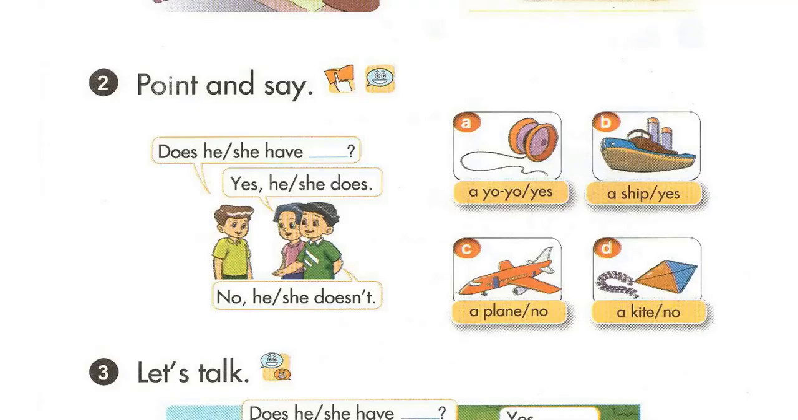Page 32. Lesson 2. Activity 2. Point and say. Does he have a yo-yo? Yes, he does. Does she have a plane? No, she doesn't.